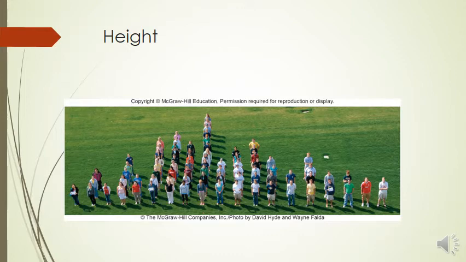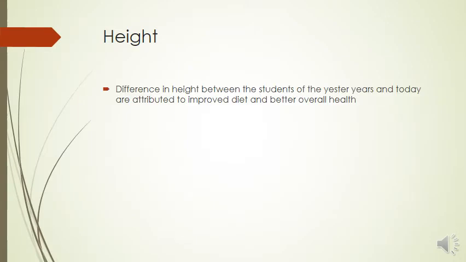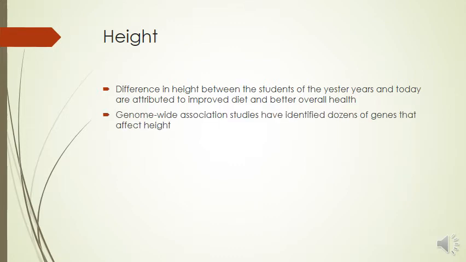The inheritance of height. Genetics students at the University of Notre Dame lined up by height in inches, revealing the continuously varying nature of height. The effect of the environment on height is obvious. People who do not eat enough do not reach their genetic potential for height.